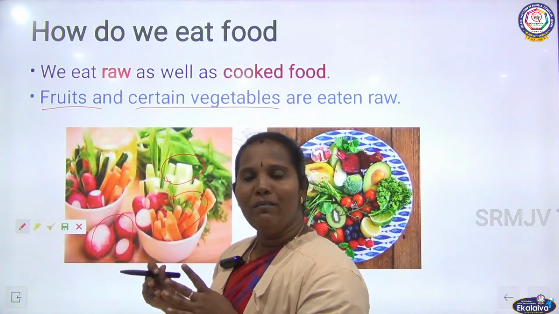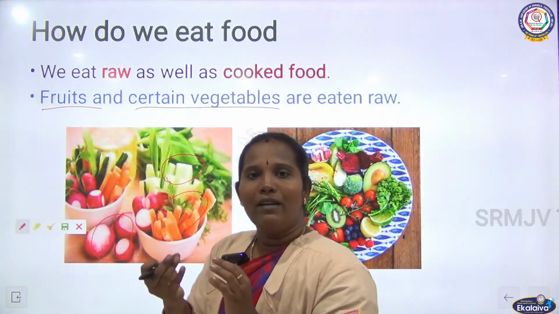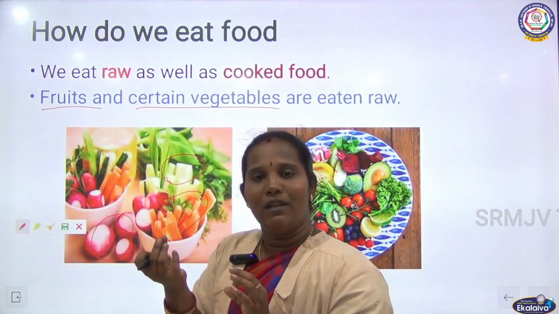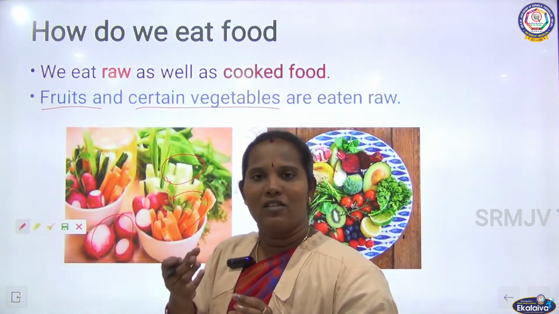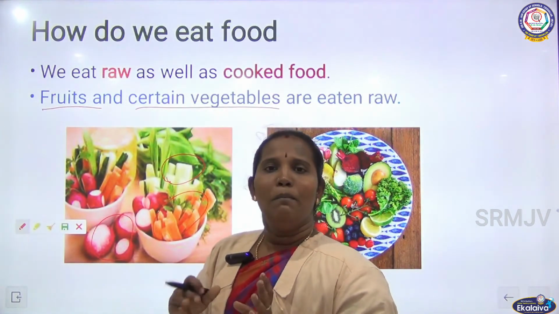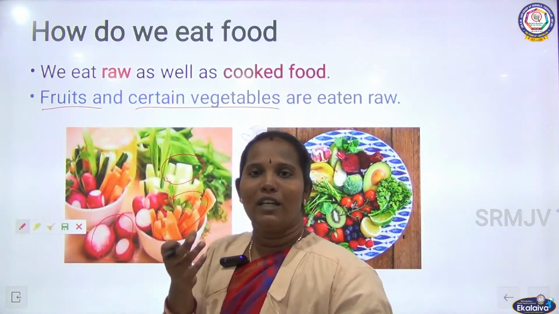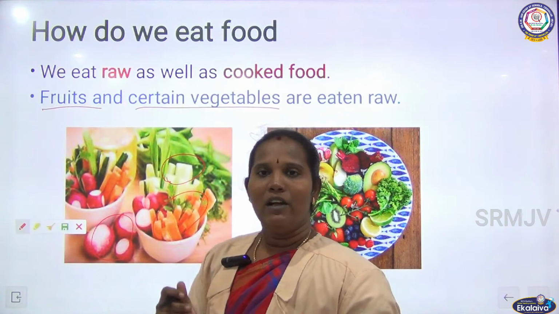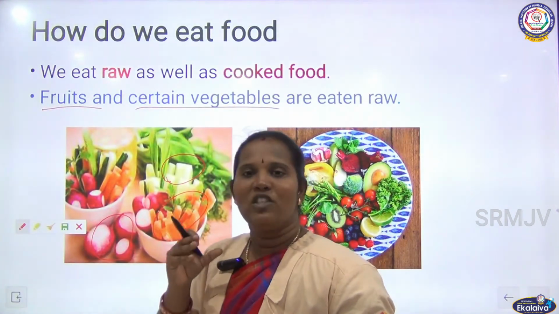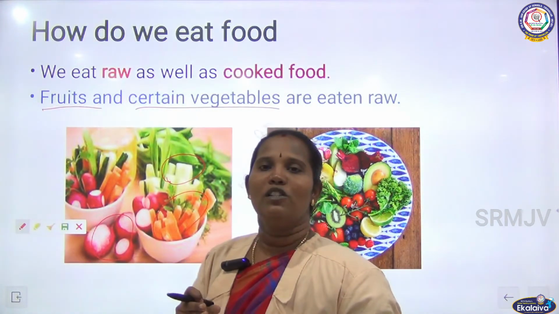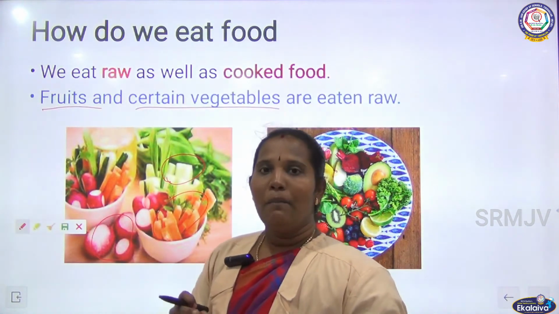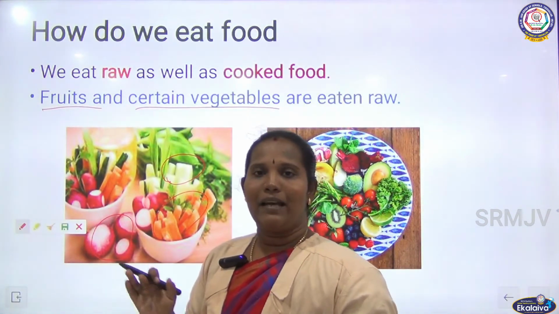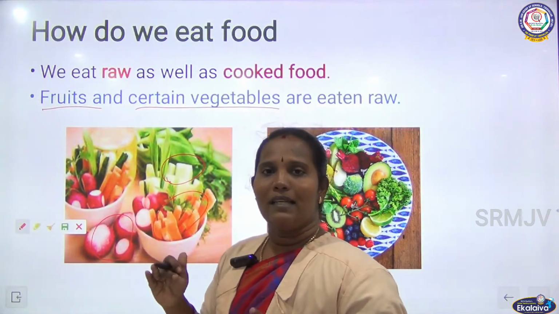Why? These vegetables have a lot of water content, so we can digest these vegetables easily. But some other vegetables are very hard, the water content is less, so they cannot be digested easily. That's why we eat only certain vegetables in a raw condition. But fruits we can eat uncooked.